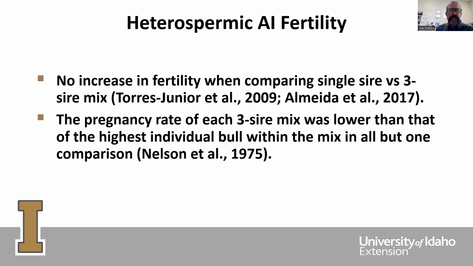And if we look at an older study done at Colorado State University, this is Nelson, and Nelson worked with George Seidel, who many of you know, and the pregnancy rate of each three sire mix was lower than that of the highest individual bull within the mix in all but one comparison. So what this is telling us is that fertility is comparable, but from these studies, they did not see an increase in fertility from pooled or heterospermic AI.